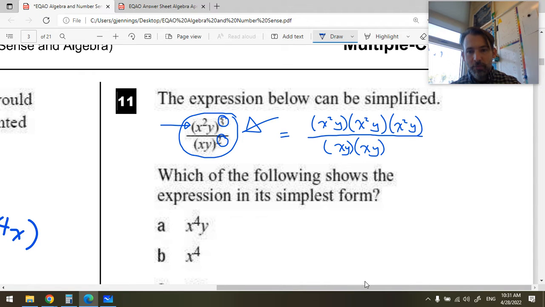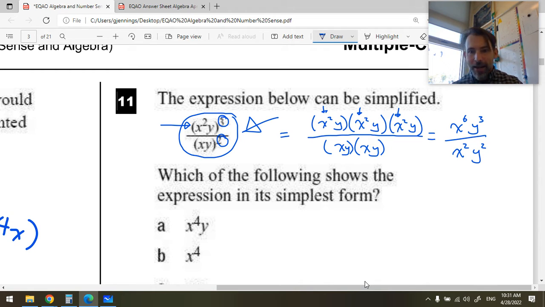Okay, so now I can see that I will have x squared times x squared times x squared on the top, which is otherwise known as x to the 6. And then I'll have 3 y's on the top, which would be y to the 3. 3 factors y. So 3 y is multiplied by itself 3 times. So y to the 3 over x squared y squared.